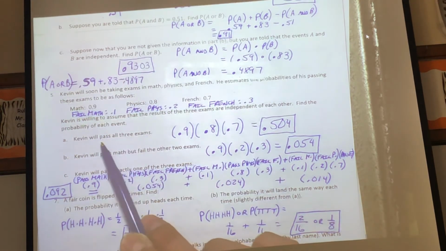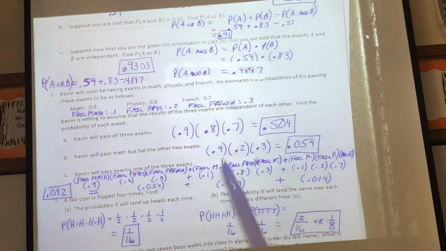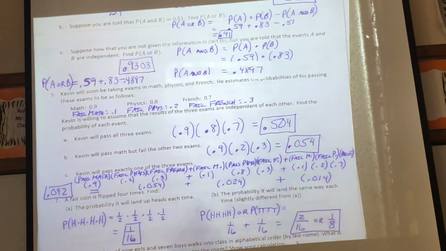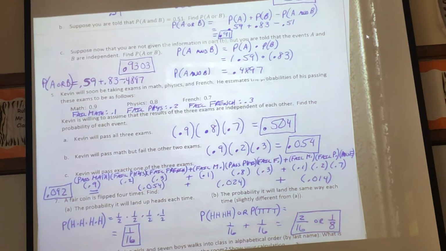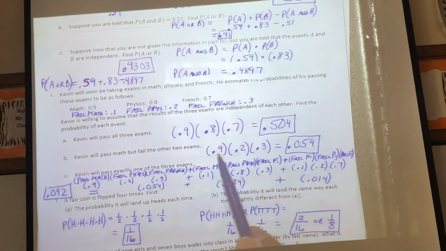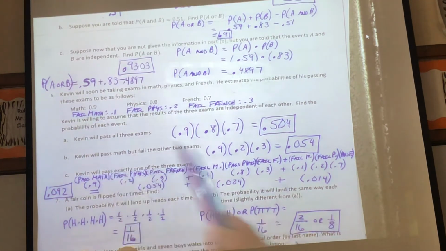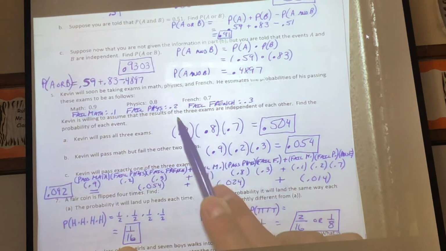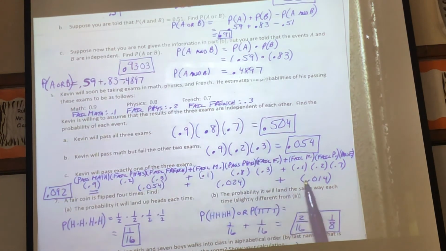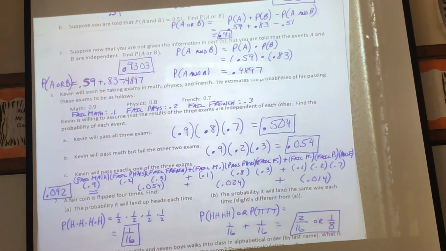What is the probability Kevin will pass all 3 exams? So we are multiplying these. Passing math, passing physics, passing French. You get a probability of 0.504. Question B, the probability that Kevin will pass math but fail the other 2 exams. So 0.9 would be to pass math. 0.2 would then be to fail physics, and 0.3 would be to fail French. You multiply those and we get 0.053.